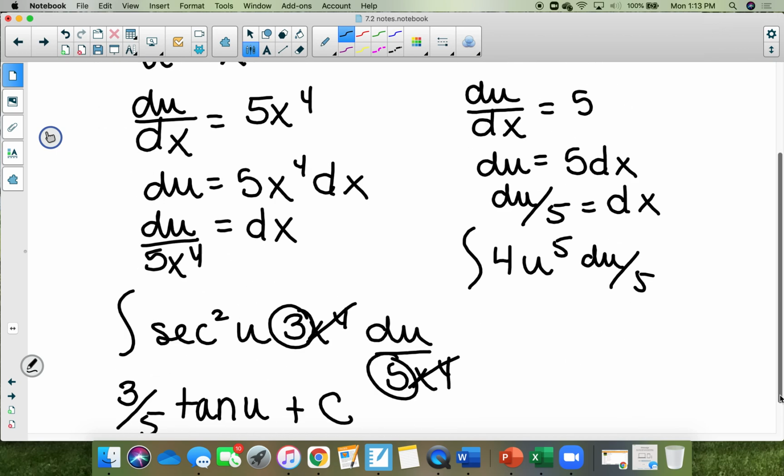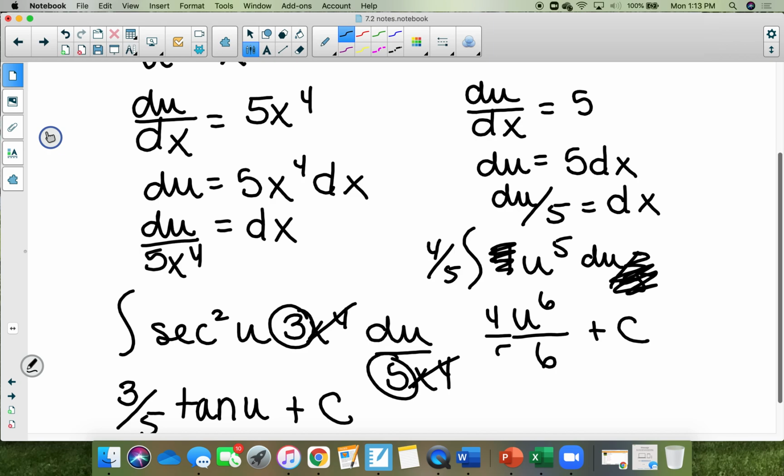You are going to have a 4/5 then on the outside. The antiderivative of u to the 5th is u to the 6th divided by 6 plus c with the 4/5. And that simplifies to 2u to the 6th over 15 plus c. Final answer.